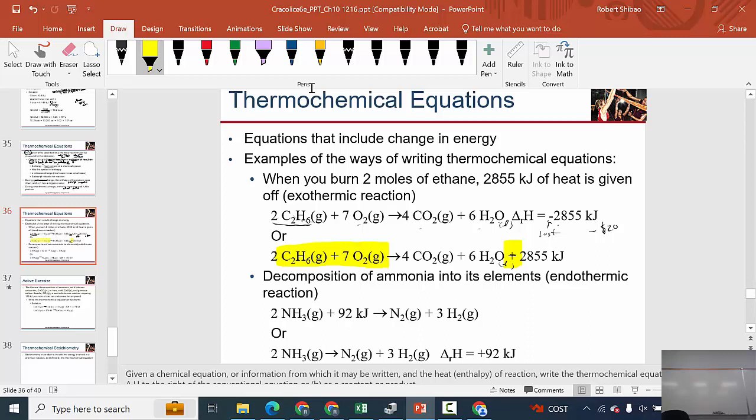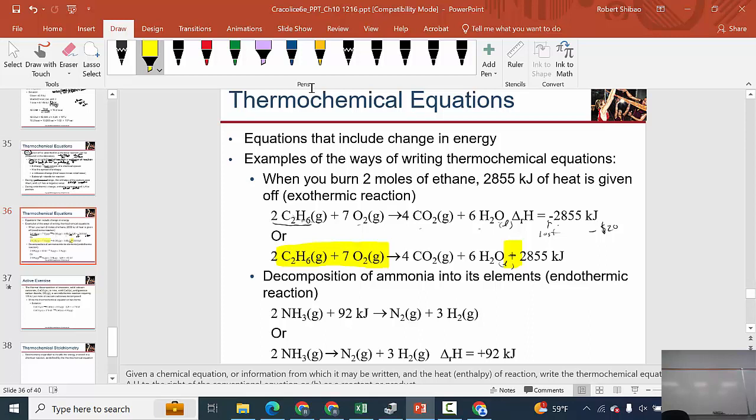Well, what is the total energy here? The total energy here is the sum of the kinetic and the potential energy. But the only thing we're looking at in this case is that the kinetic energy stays the same, so there's a difference in potential energy. So the difference in potential energy here is this. The potential energy of this is equal to the potential energy of this plus this. That is, this is 2,855 kilojoules less in potential energy than this.